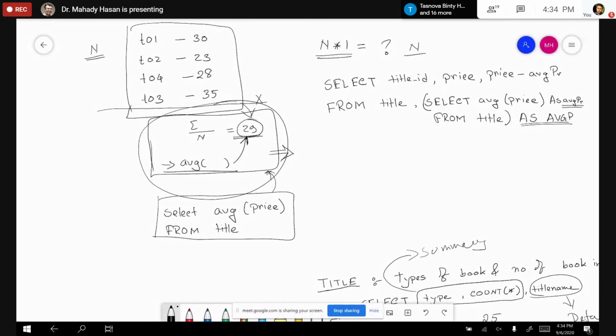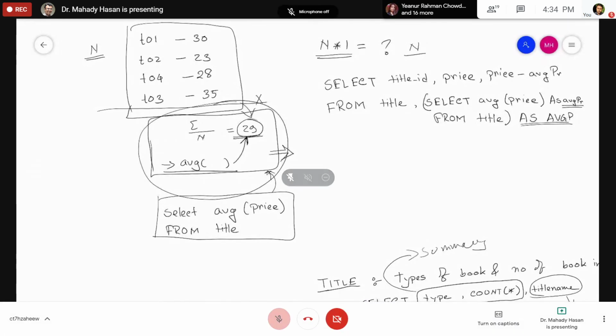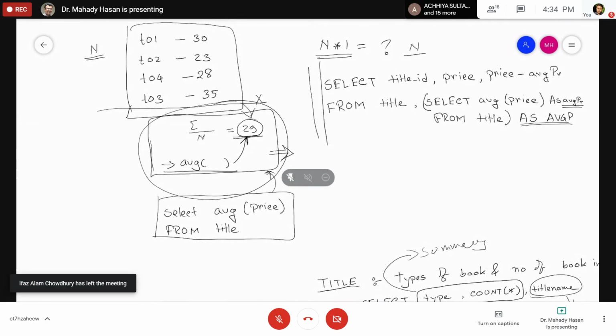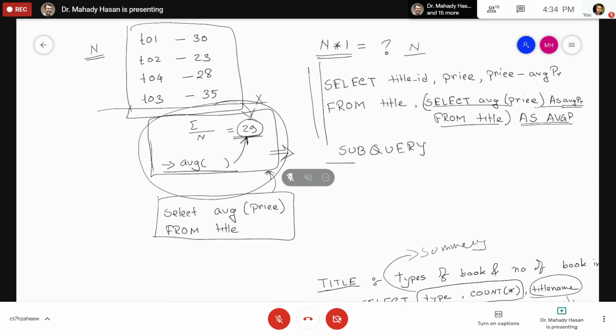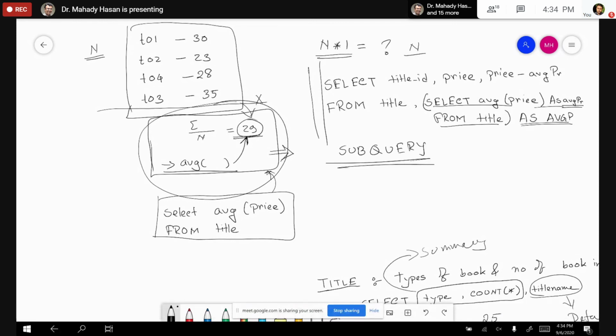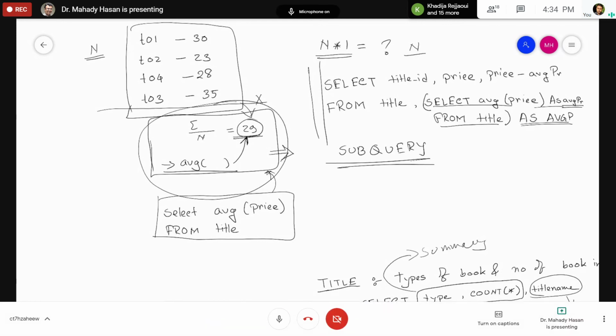Have you followed so far? Yes, sir. Yes, sir. So this method of having a SQL inside another SQL is known as subquery. So we are having a SQL inside a SQL. You have the concept of nested if, nested loop. Similarly, we can have this concept of having a SQL inside another SQL.